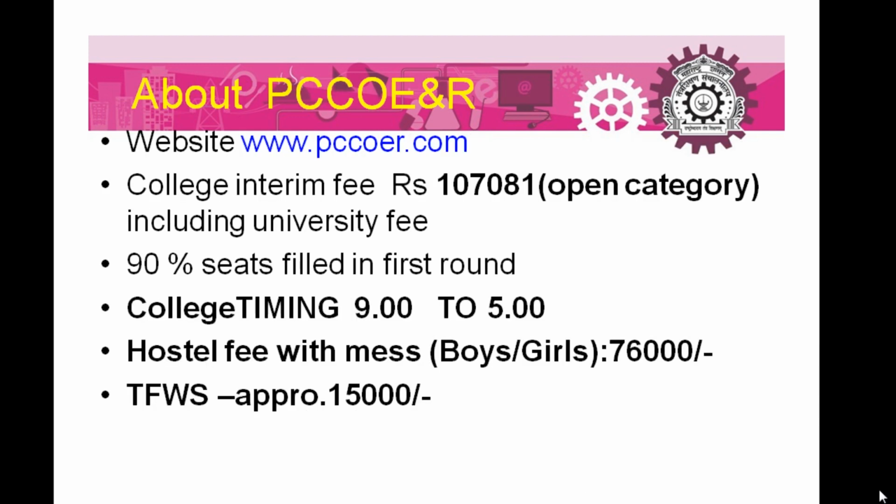Let us see a few details about PCCOER. The college interim fee for academic year 2019-20 for open category is 1,07,081 rupees. 90% of the seats get filled in the first round itself. College timing for PCCOER is 9 to 5. Hostel fees with mess, both for boys and girls, turn out to be 76,000 in total. If a candidate gets admission through TFWS, then approximately 15,000 will be the fees.